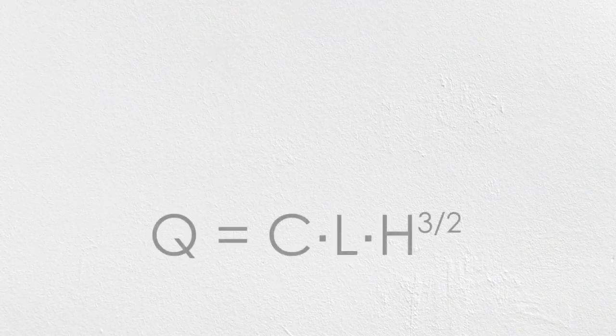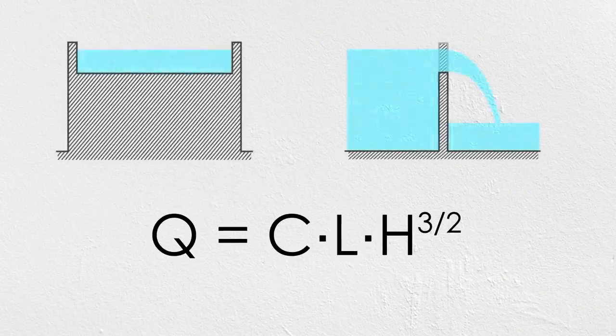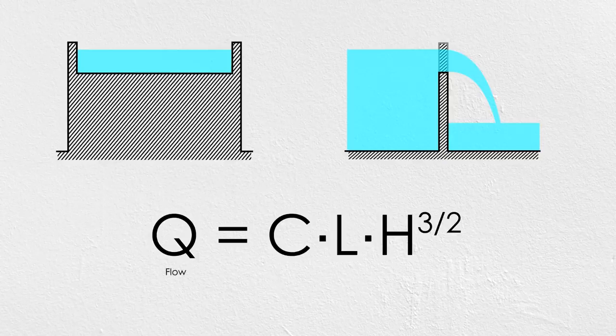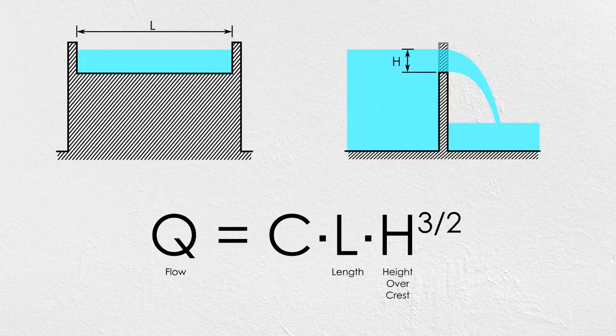This is the equation for flow over a weir. We're not going to do any calculations here, but it's important to know the factors that govern the performance of our hydraulic structure. This equation says that the amount of flow that passes over a weir depends on three factors: the length of the weir, the height of the water level above the crest of the weir, and this coefficient which changes depending on the geometry of the weir.